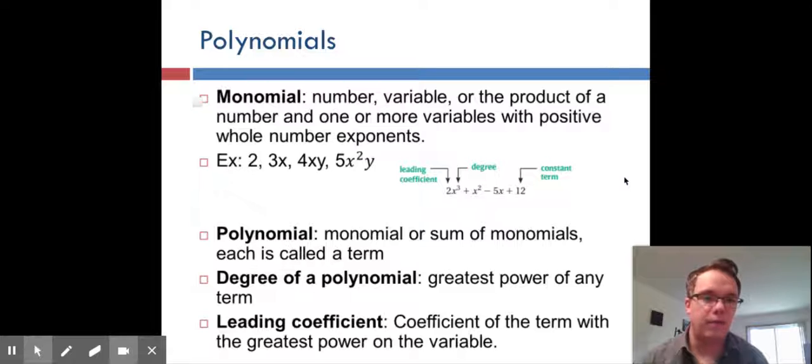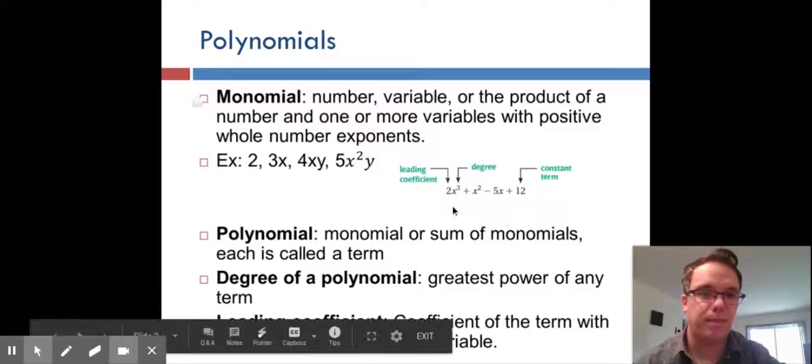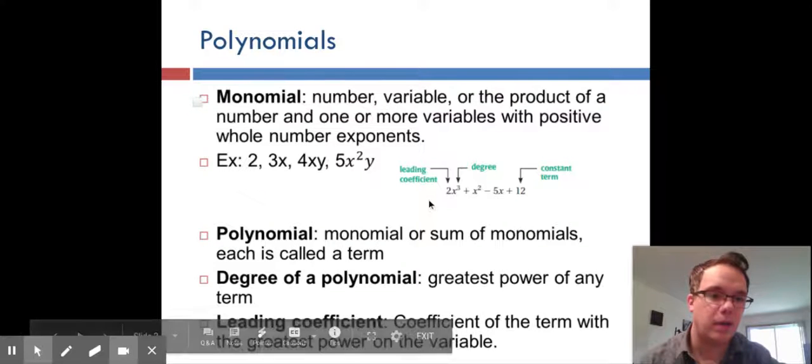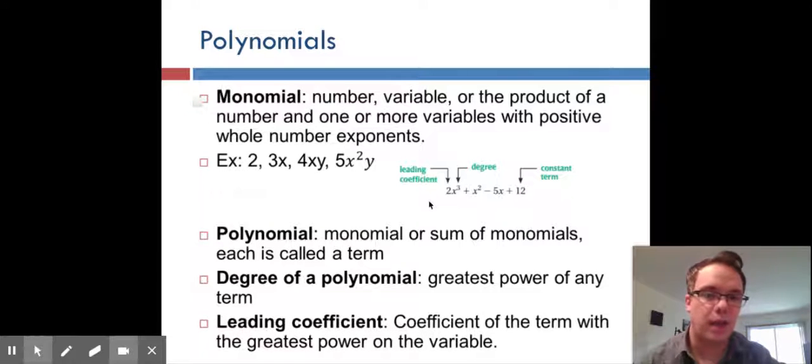And the leading coefficient, remember coefficient means the number in front of a variable. Our leading coefficient is always the coefficient in front of the largest power. In this case, we have a 2 in front of the x cubed, so our leading coefficient there will be 2. So polynomial means lots of terms. The biggest power is our degree, and the number in front of the biggest power is our leading coefficient.